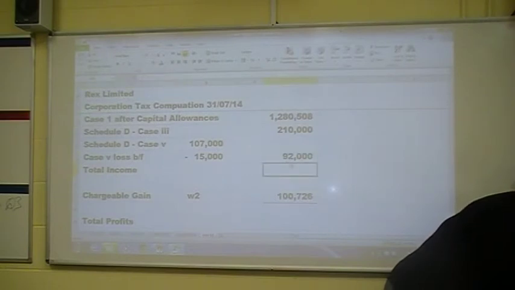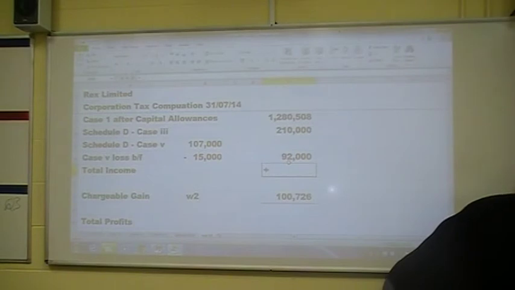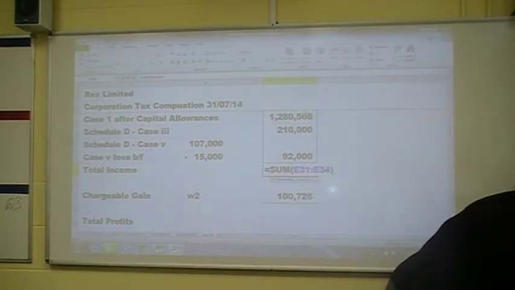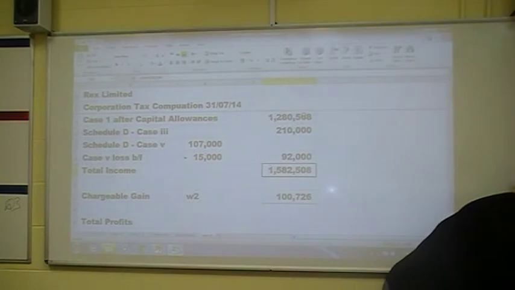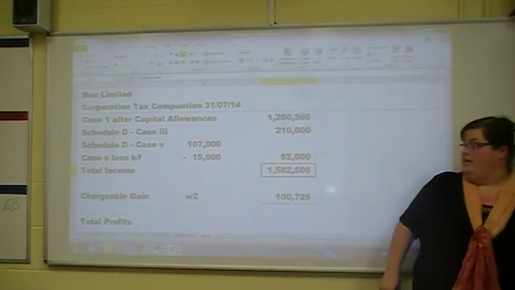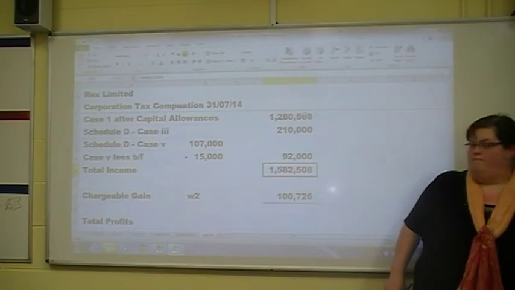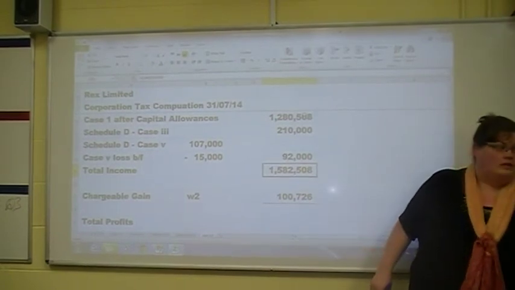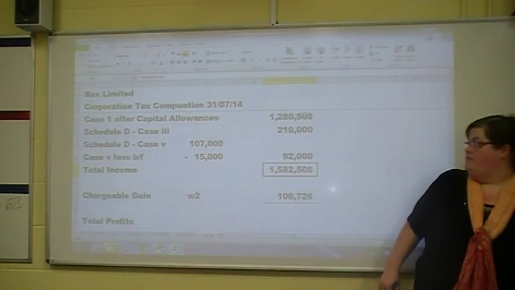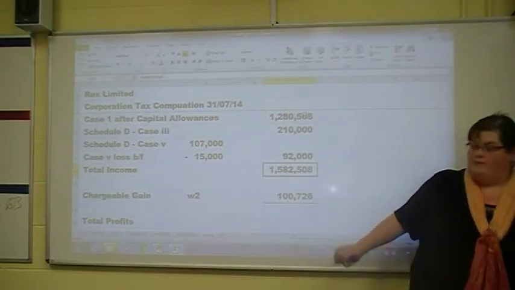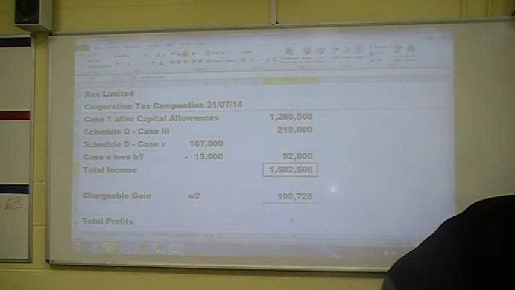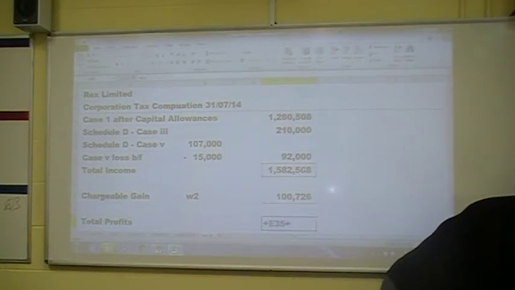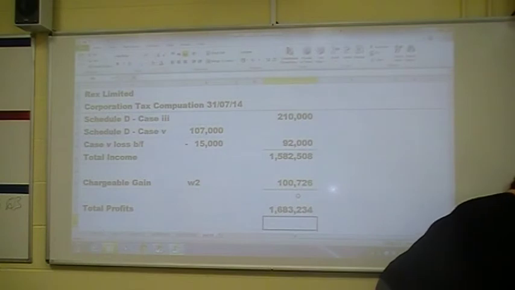Okay, so I add up now all my incomes, so it's up to 1,280,508 plus my 210 plus 92 is 1,582,508. Then 1,582,508 plus the chargeable gain will be up to 1,683,234.